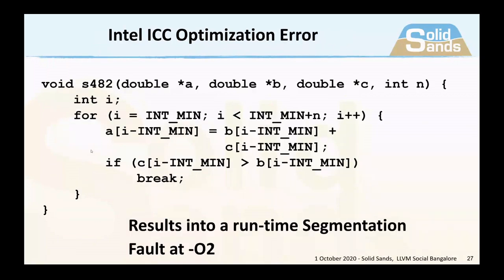So let's look at some examples of compiler optimization errors that we found using our supertest optimization test suite. This is an error we found in the Intel C compiler. Here we are looping very close to integer limits. So we start at the smallest possible integer value, and we iterate until the smallest possible integer value plus n. And if we execute this loop with optimizations enabled in the Intel C compiler, at runtime, a segmentation fault would happen when executing this loop.